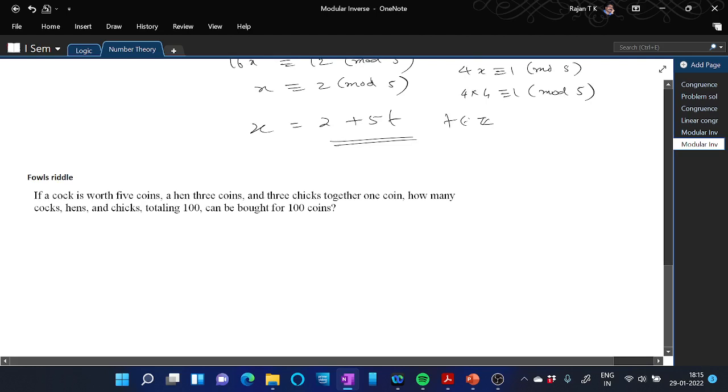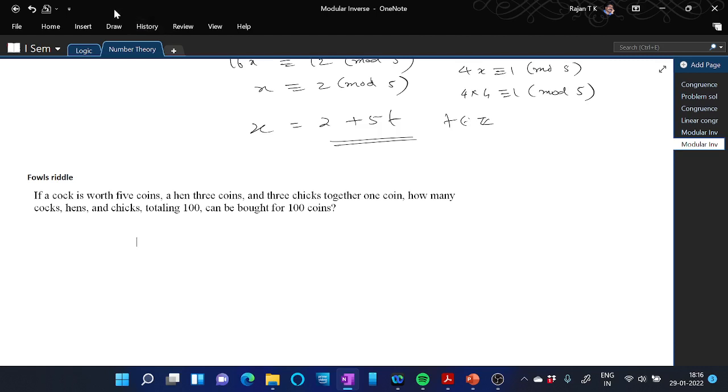Now, you may be remembering one riddle called Fowl's riddle. If a cock is worth 5 coins, a hen 3 coins, and 3 chicks together 1 coin, how many cocks, hens and chicks, totaling 100, can be bought for 100 coins? So this was a problem that was discussed in the previous chapter.